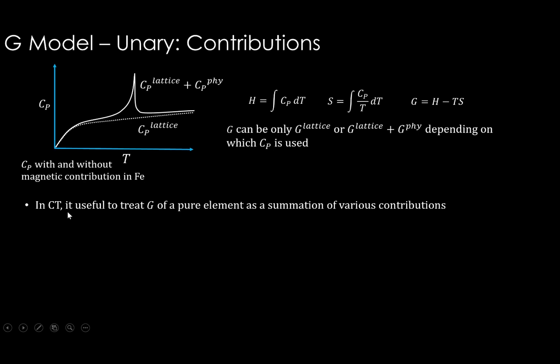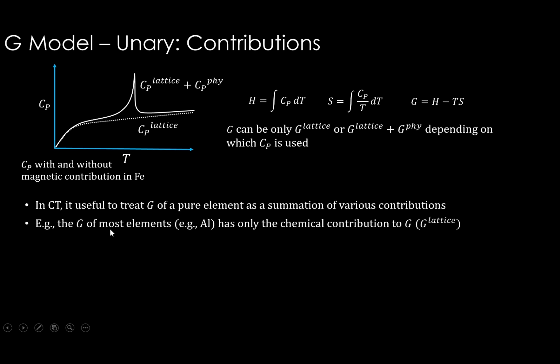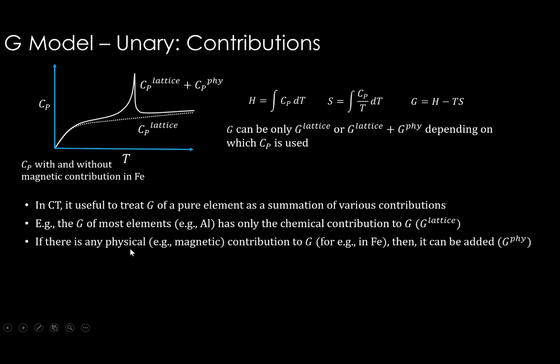Right. So in computational thermodynamics, it is useful to treat the Gibbs energy of a pure element as a summation of various contributions. For example, the G of most elements, for example aluminum, has only the chemical contribution or the lattice contribution. That is called G lattice. If there is any physical contribution, for example, magnetic contribution to Gibbs energy, in materials like iron, then it can be added as a separate term. G physical can be separately added.